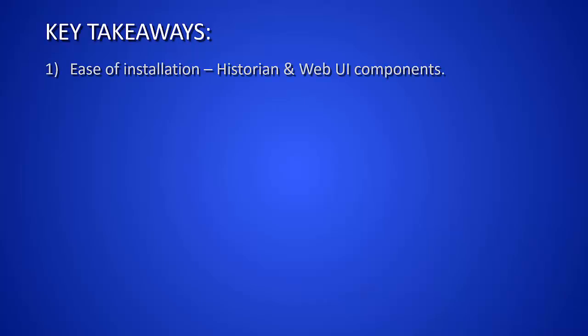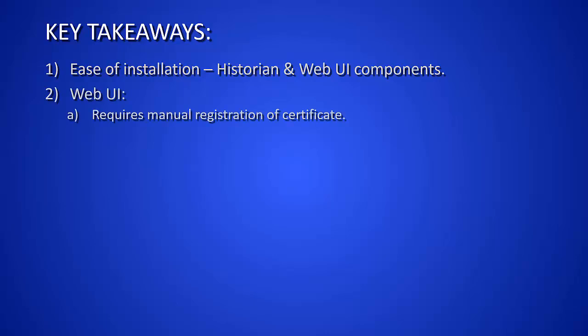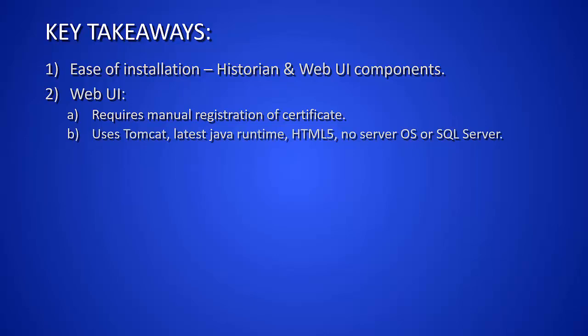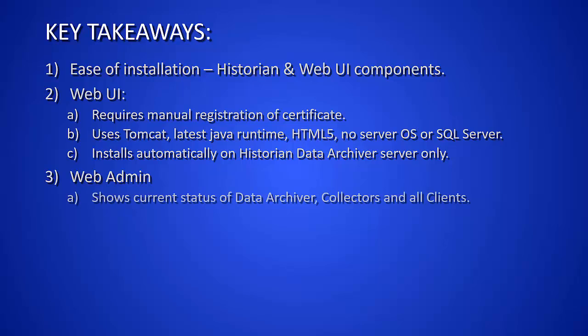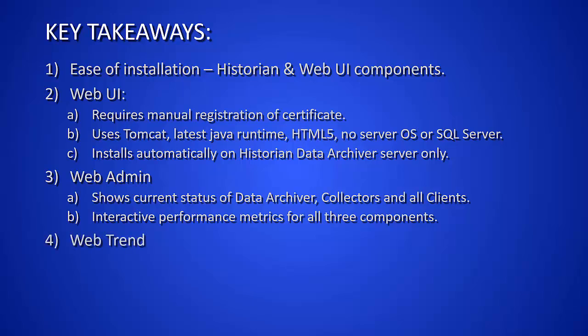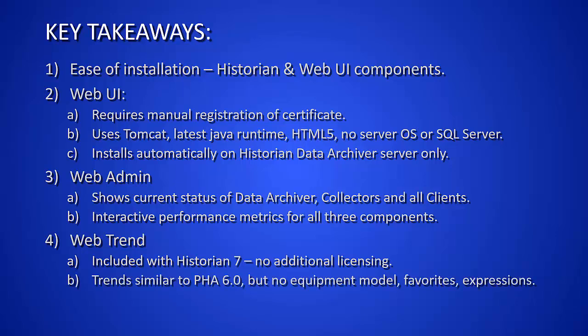So some key takeaways: very, very easy to install the Historian and Web UI components. The Web UI requires a manual registration of the certificate. It does use Tomcat, the latest Java runtime, HTML5, but no server OS or SQL Server, and it installs automatically on the Data Archiver server only. The web admin shows the current status of the archiver collectors and clients, very interactive performance metrics, and the web trend is included with Historian 7, no additional licensing. And the trends are similar to PHA, but there's no equipment model, no favorites, and no expressions.